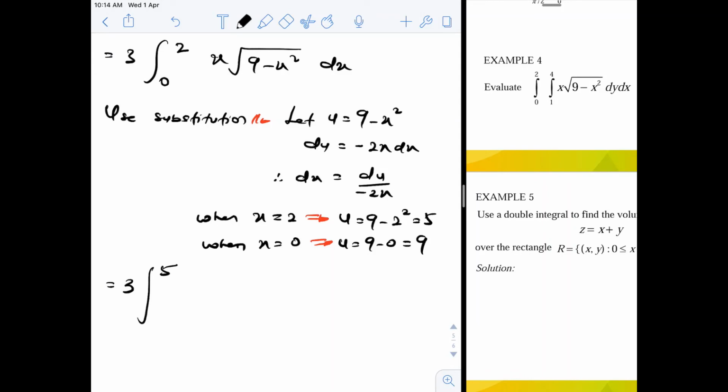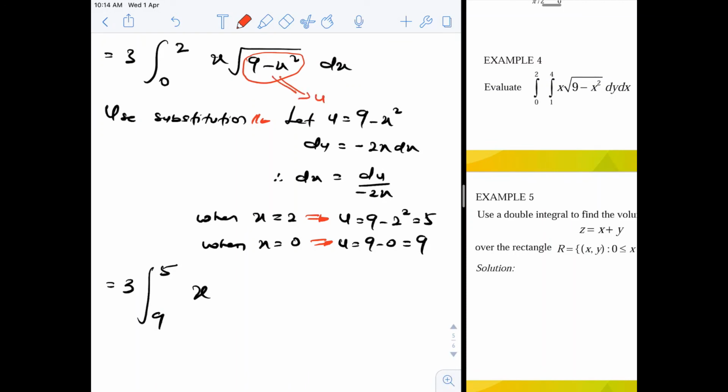And then when x equals 0, u equals 9. So the limit here should be 9. And then we have x times the square root of 9 minus x squared. Okay, 9 minus x squared is actually u.